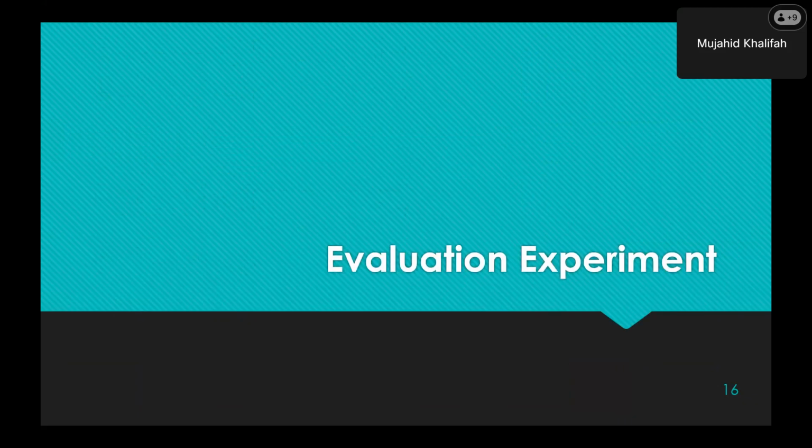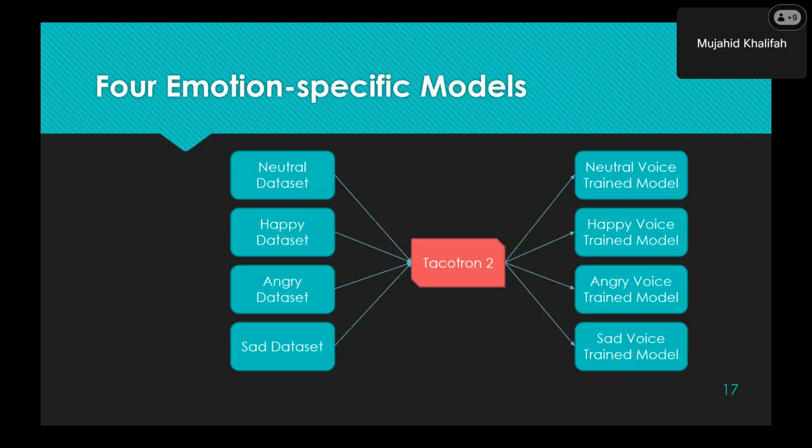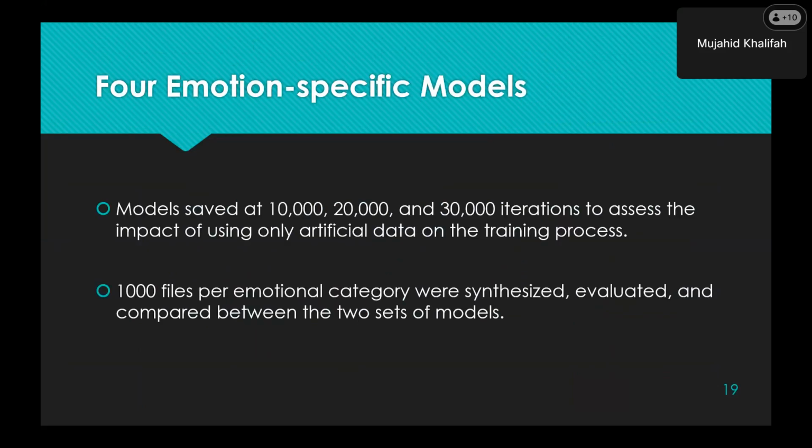For the evaluation experiment, first, using only the Voice 2 datasets, I trained Tacotron 2 to produce a set of four emotion-specific models. Then, warm starting the training with the Common Voice model, I trained Tacotron 2 to produce another set of four emotion-specific models. The models were saved at 10,000, 20,000, and 30,000 iterations to assess the impact of using only artificial data on the training process. 1,000 files per emotion category were synthesized, evaluated, and compared between the two sets of models.